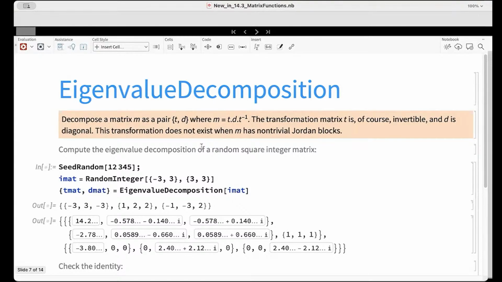The eigenvalue decomposition is a special case, but the most common case of the Jordan decomposition. You use the Jordan decomposition when you cannot diagonalize the matrix, but in some sense, most matrices can be diagonalized, and then the eigenvalue decomposition is a nice, convenient way to get that diagonal form.